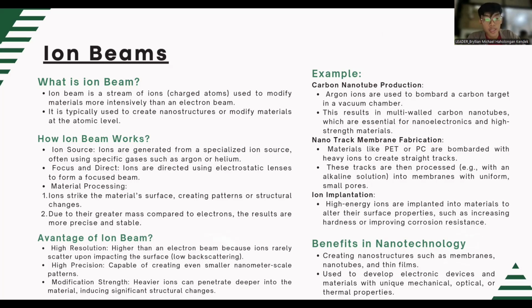For the material processing, the first one is ions strike the material surface, creating patterns or structural change. And the last is, due to their greater mass compared to electrons, the results are more sparse and stable. And the advantage of ion beams is higher resolution, high precision, and modification strength. Ions can penetrate deeper into the material, inducing significant structural change.